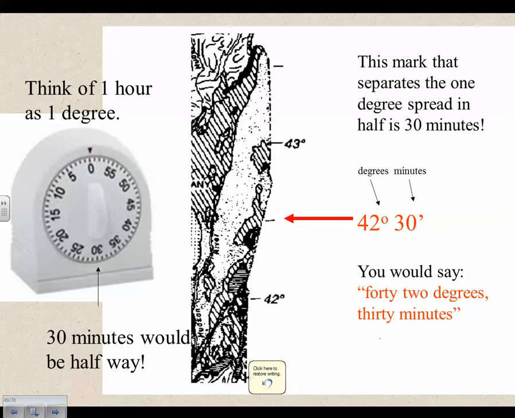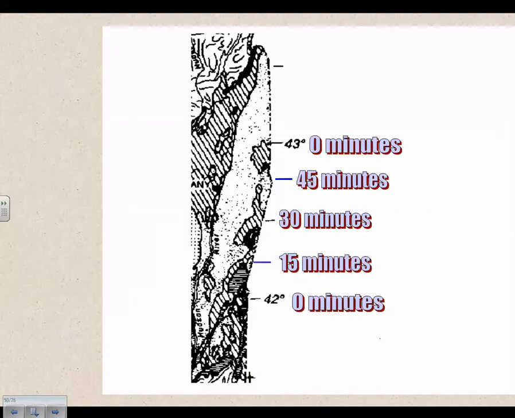Think of 1 hour as 1 degree, 30 minutes would be halfway. Now I like to kind of separate it out into halves of halves. Half of 30 would be about here, and it's 15 minutes. Half of 30 to the next one, where the imaginary 60 minutes would be, is 45. So it would just jump up. 0, 15, 30 minutes, 45 minutes, and then 60 minutes.